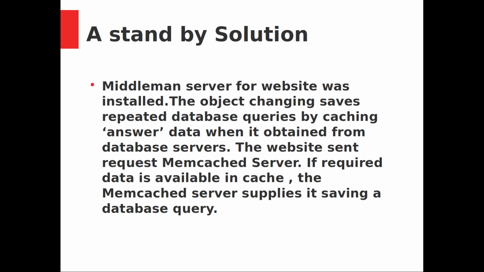But still, if the website sends a request to the memcache server, and the data is available in cache, the memcache server supplies it, saving the database query. Suppose one server goes down, and a lot of users are accessing that server's IP address, suppose 192.168.1.12 or something. If that server goes down, what is the job of the memcache server? It makes another server available by taking the data from the cache memory.